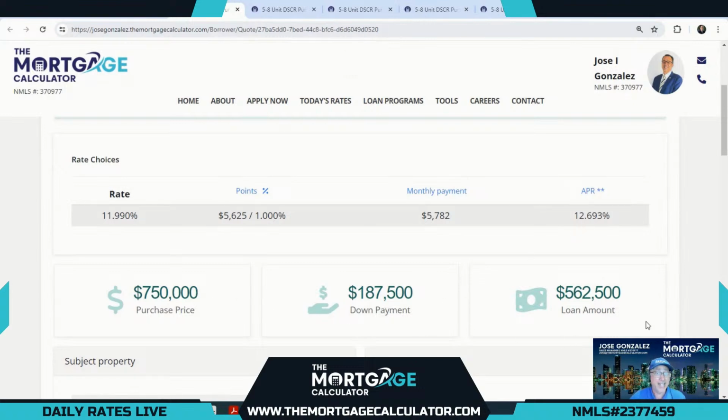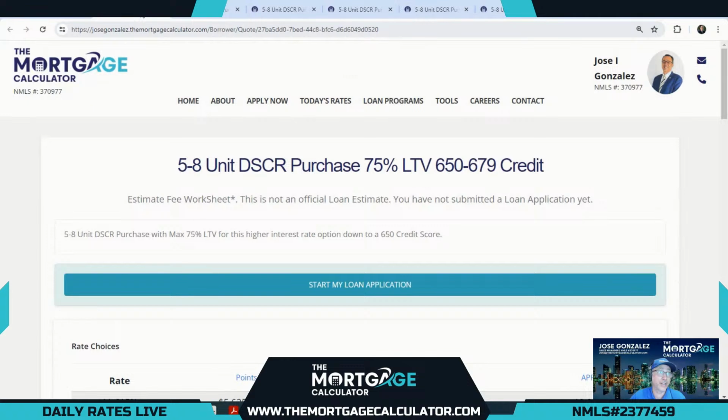So this option, 75% LTV. Again, we take it to the maximum, but again, as you can see, the rate does increase to 11.99, cost of 1 point. But again, we are now 75% LTV.